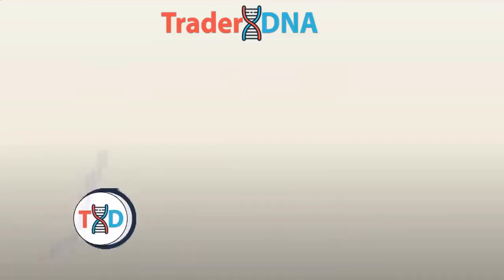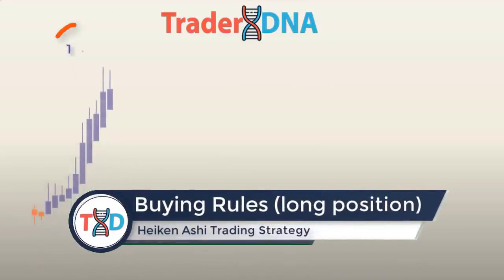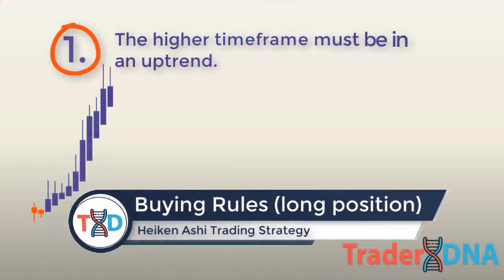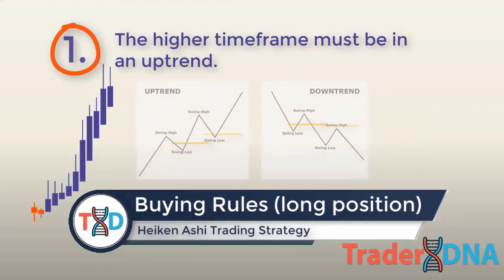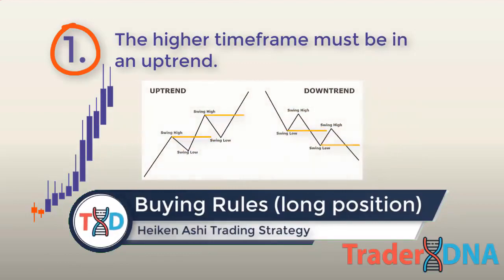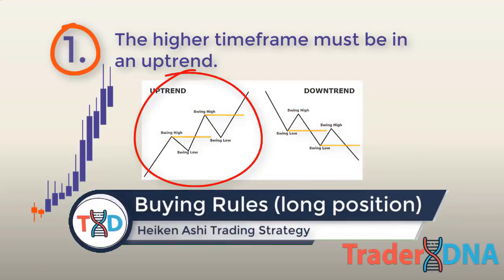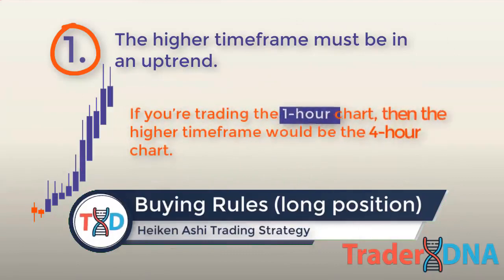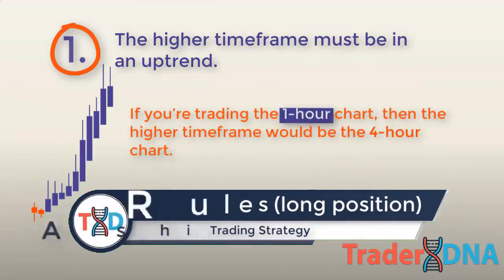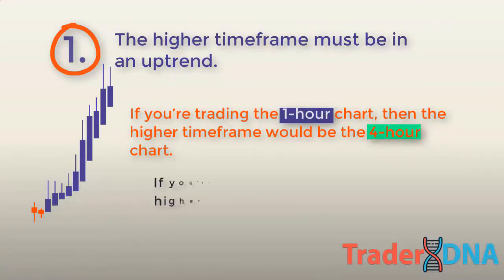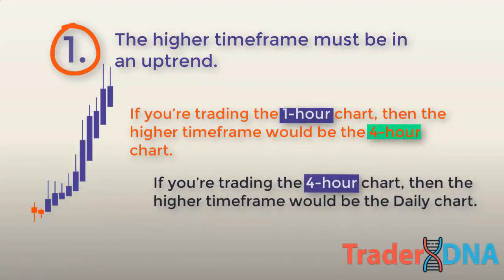Buying rules or long position. Criteria number 1. The higher time frame must be in an uptrend. What this means is that the higher time frame has to be making higher highs and higher lows. If you're trading the 1-hour chart, then the higher time frame would be the 4-hour chart. And if you're trading the 4-hour chart, then the higher time frame would be the daily chart.